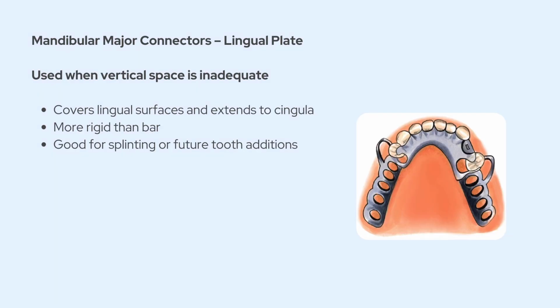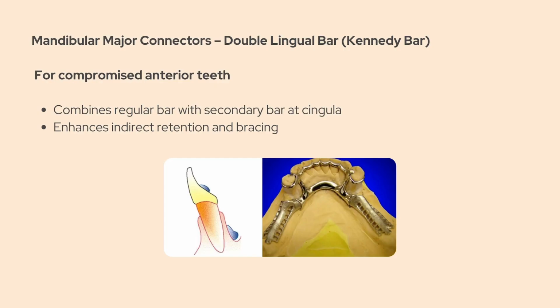If you don't have enough vertical space, we go for the lingual plate. This one covers the lingual surfaces of the anterior teeth and extends up to the cingula. It's more rigid than a bar and allows you to splint anterior teeth together. It's also a good pick if you think your patient might lose more teeth in the future, since you can add teeth to it pretty easily.